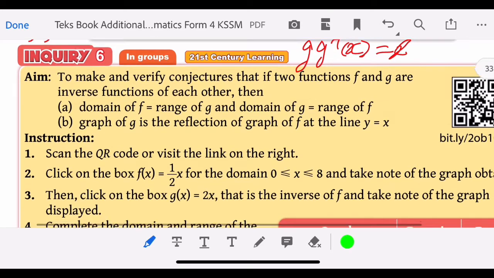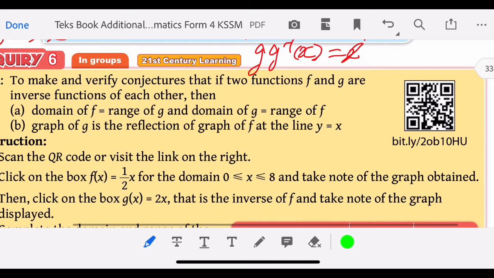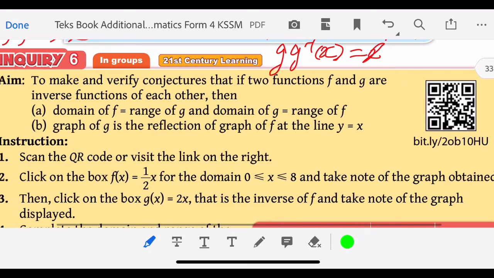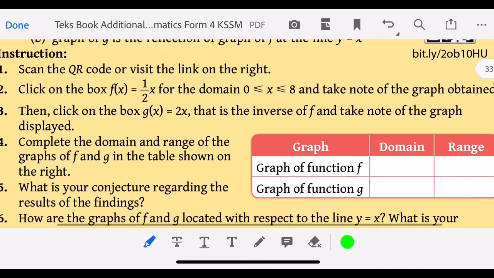Okay, so for inquiry 6, you have to carry out this one. Scan the QR code or visit the link on the right.